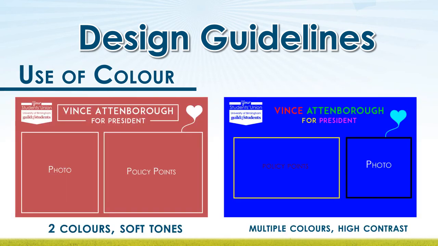For example, the example on the left uses 2 colours, a soft red and the white, to make the text clear. Simple, but effective. However, the example on the right uses a multitude of colours which can appear confusing. The colours are also highly contrasting primary colours.